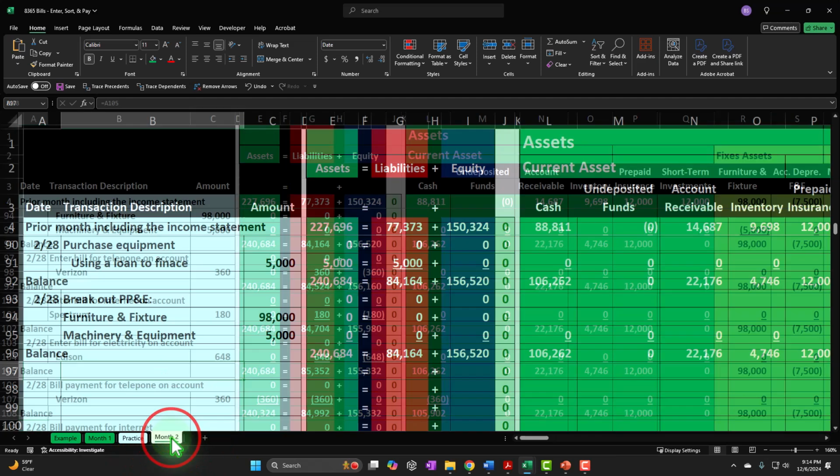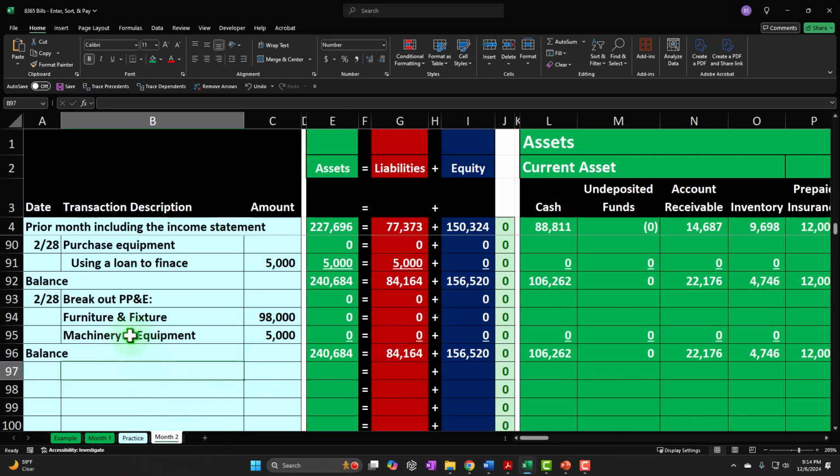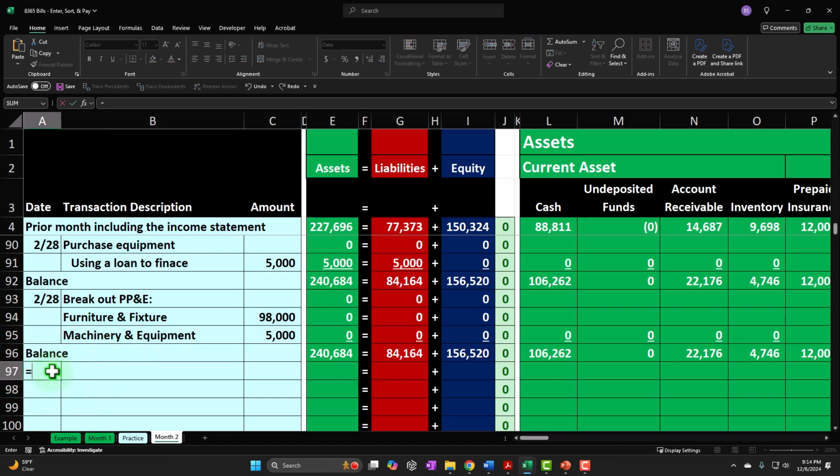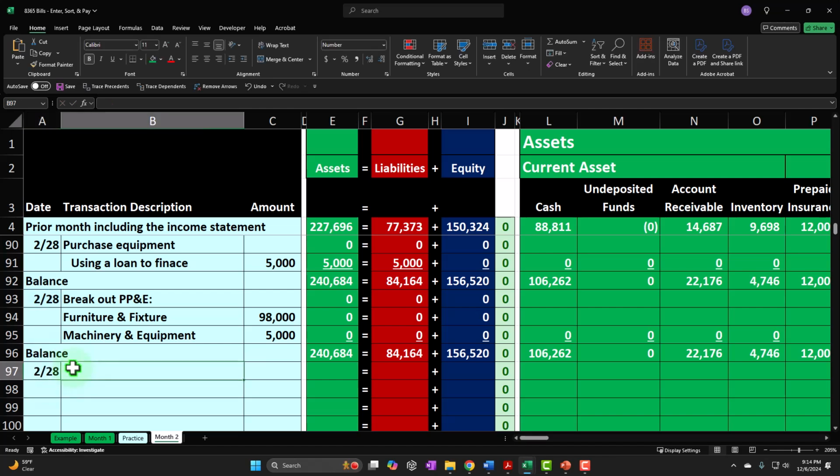All right, let's go to month 2 and enter our bills. So we're going to imagine end of the month, 2/28. We're going to sort through our bills that we got. We're going to enter a bill for the telephone on account. So note when I say it's on account, I mean that we're not going to pay it off.